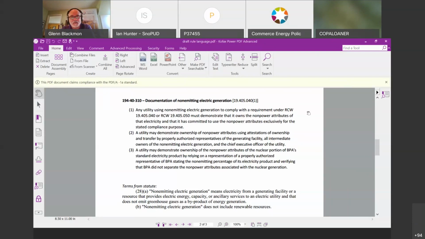And so that seemed okay to us as we were considering different ways of phrasing this. From our perspective, it seemed more or less the same statement. So subsection 3 is our effort to try to address that specific situation with the nuclear power that's part of BPA's product. So that's what we have here for the draft rule to cover non-emitting electric generation. Comments are welcome. And questions.